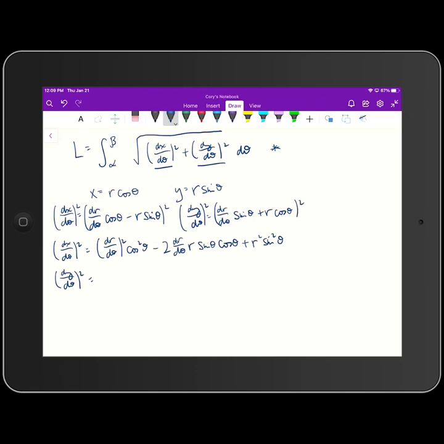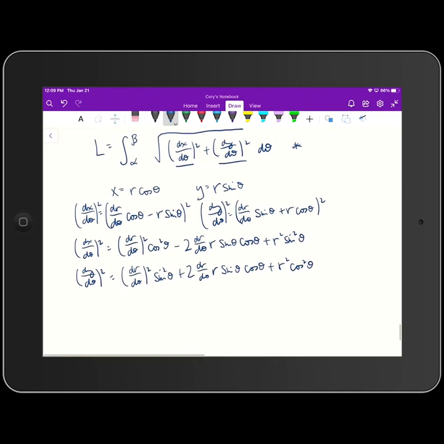When I square the right-hand side, it's going to expand out like a binomial square. So that's going to become (dr/dθ)² sine squared. We get plus 2 (dr/dθ) times r times sine times cosine. And then when we square the last term, r cosine of theta, that becomes r squared times cosine squared.